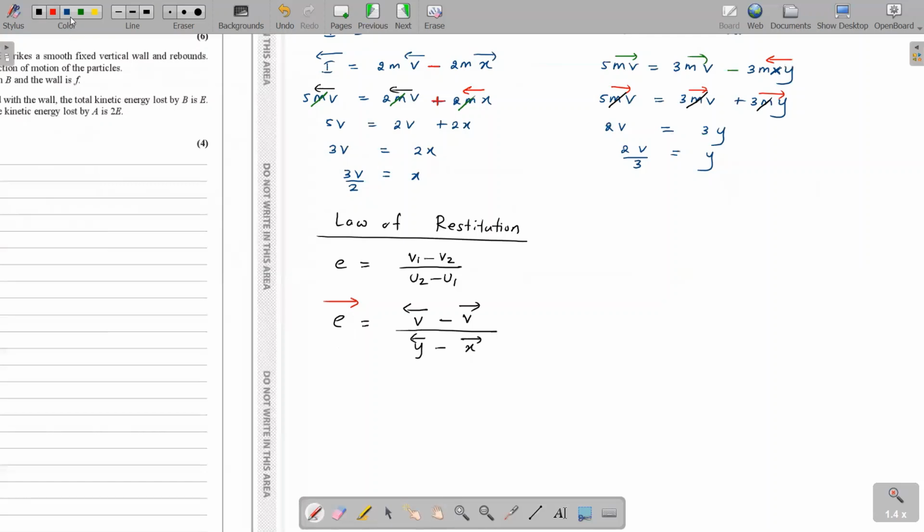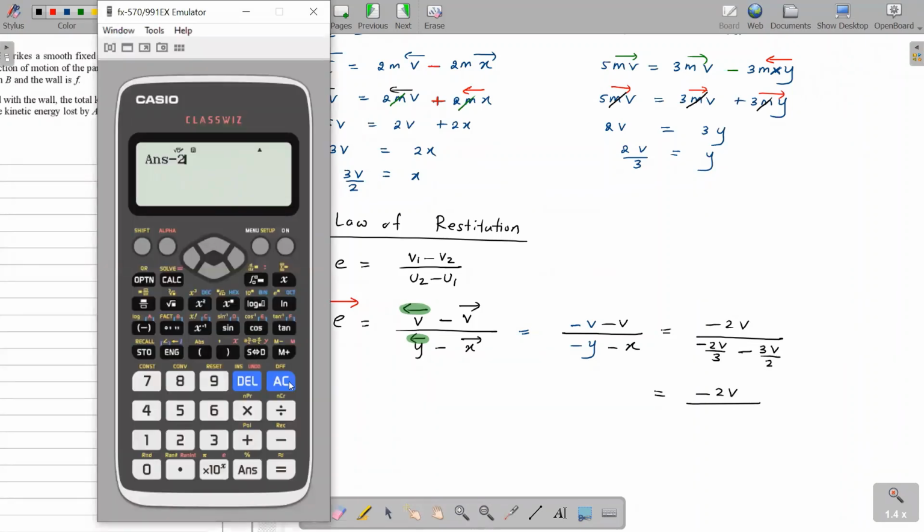Shall we convert? So these need to be converted. These two backward directions, I have to convert to forward. So basically, I get here minus v over minus y minus x. So let's input the values: minus 2v over 3 minus x, which is 3v over 2. Minus 2v divided by minus 2 over 3 minus 3 over 2 gives you how much? It gives me minus 13 over 6. Are you okay with that?